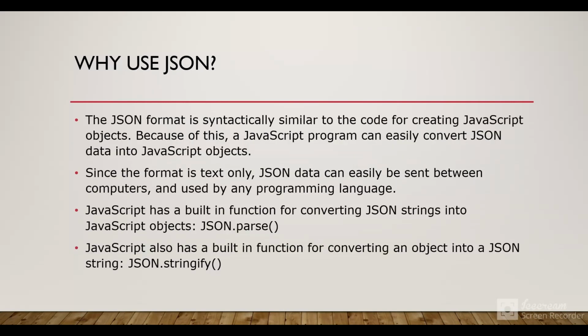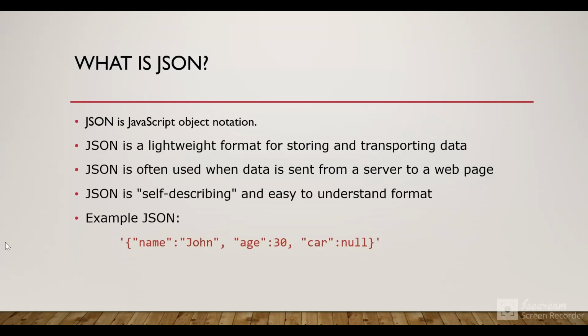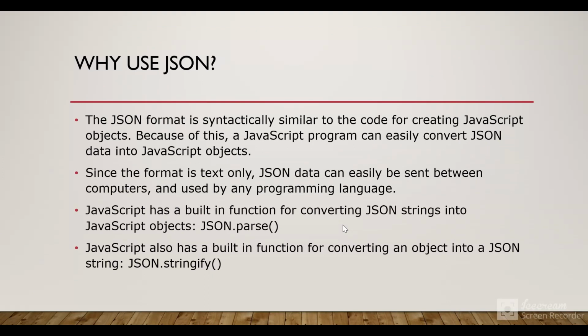So why we use JSON? So JSON format is syntactically similar to the code for creating a JavaScript object. Because of this, a JavaScript program can easily convert JSON data into JavaScript objects. So as I said, JSON is similar to a JavaScript object. It's just that we're converting it into a string before sending data over the server, over the internet.